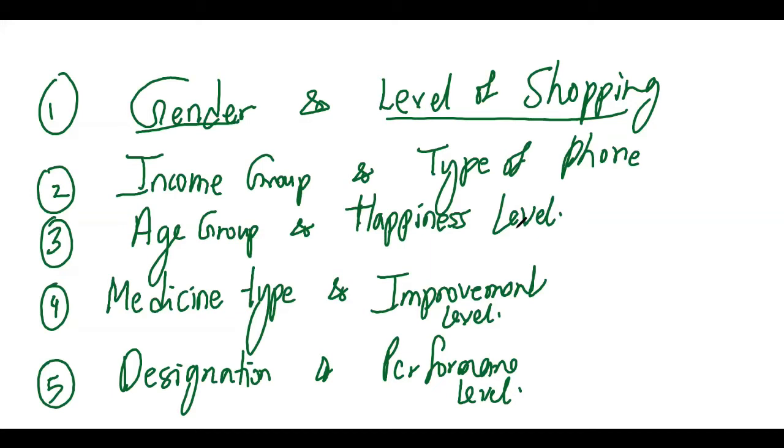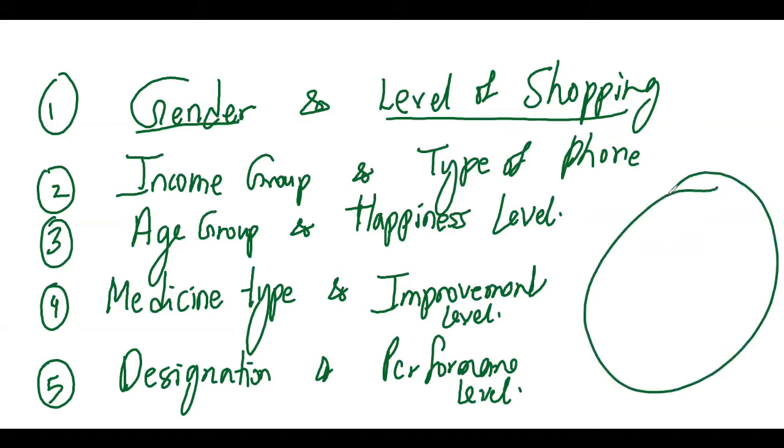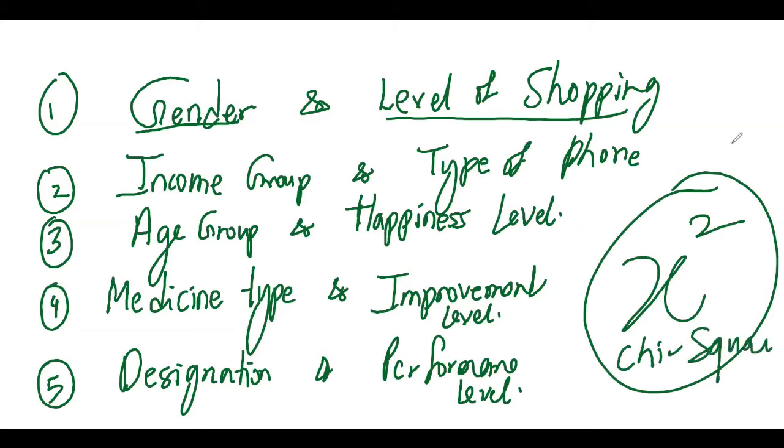Whenever we are interested in finding out the relationship between nominal variables only, we have to apply the chi-square test. So in all these cases, we are going to apply the chi-square test. This is the introduction of the chi-square test, where we can apply it.